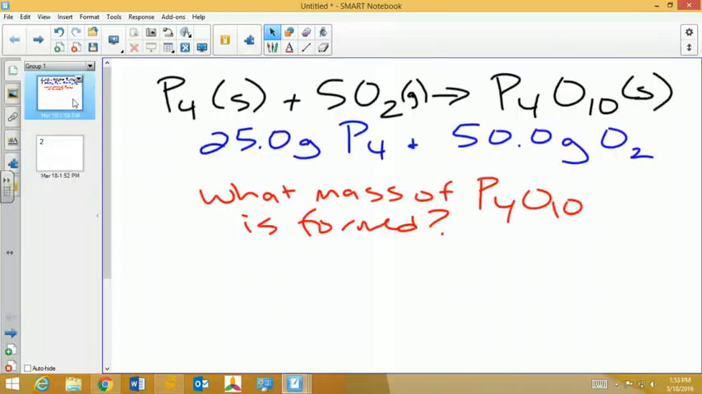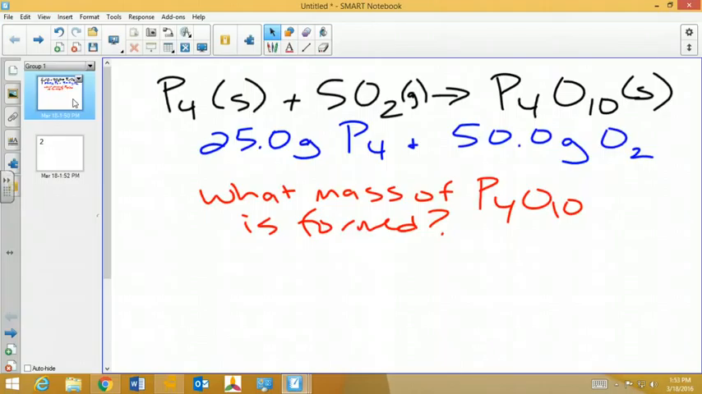Okay, we're looking at a problem of limiting reactants. Here I have some solid white phosphorus, P4, which is reacting with 5 moles of oxygen to produce P4O10, tetraphosphorus decaoxide. So I want to find, if I have 25.0 grams of P4 and 50 grams of oxygen, what mass of P4O10 would be formed.